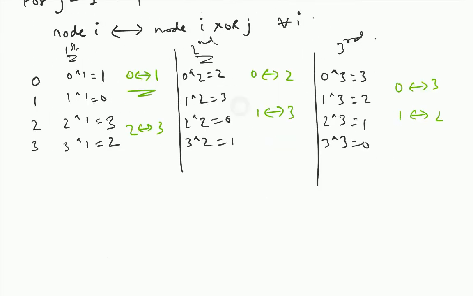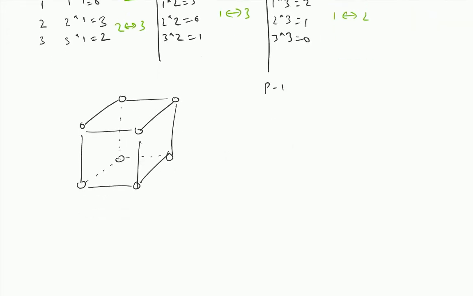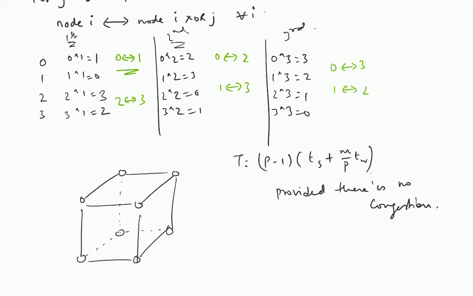But now what is the critical part? There are p minus 1 iterations. Let's analyze the cost. The cost is ts plus how much data am I sending? M by p, times tw. That's the cost, provided the paths for each pair that are communicating are disjoint, provided there is no congestion. That means that 0 has to send to 1 and 2 has to send to 3.